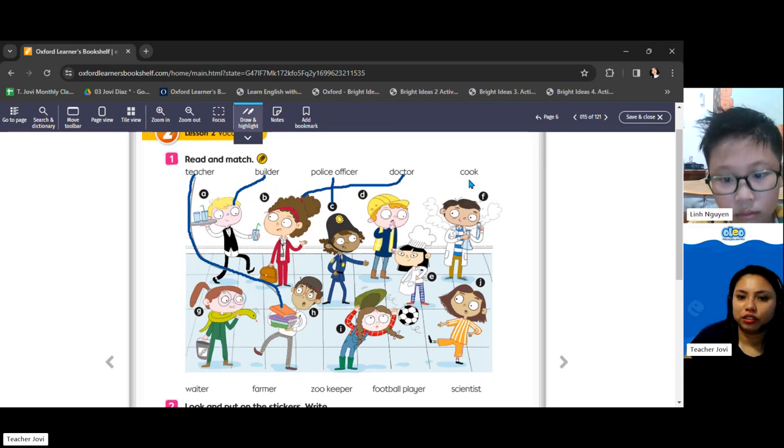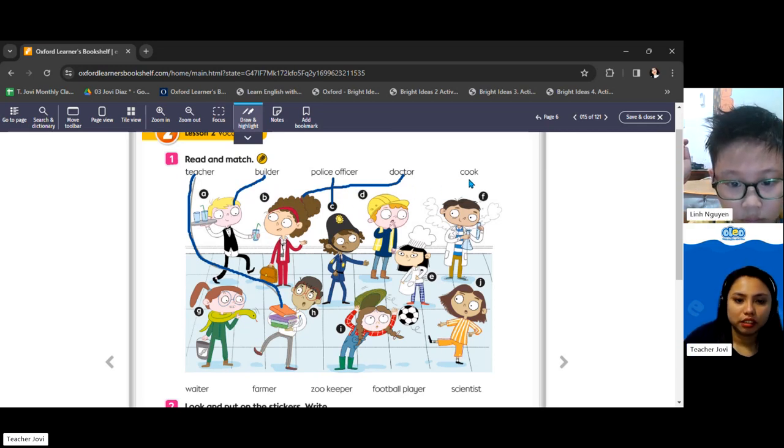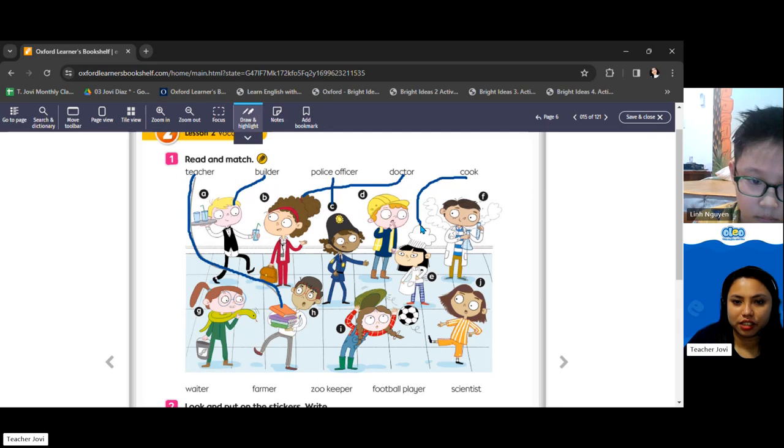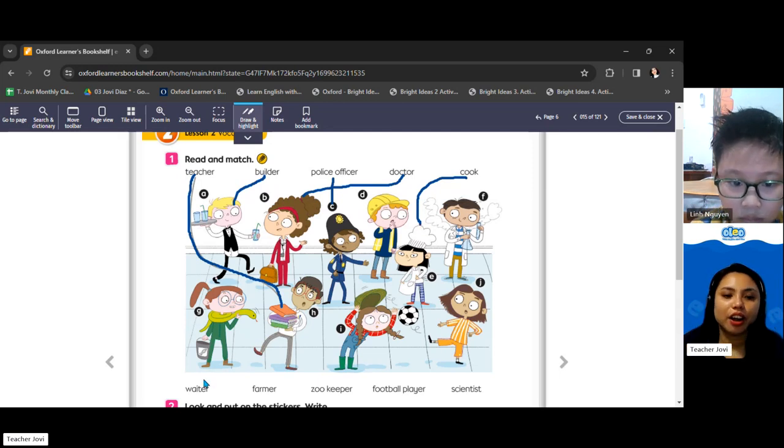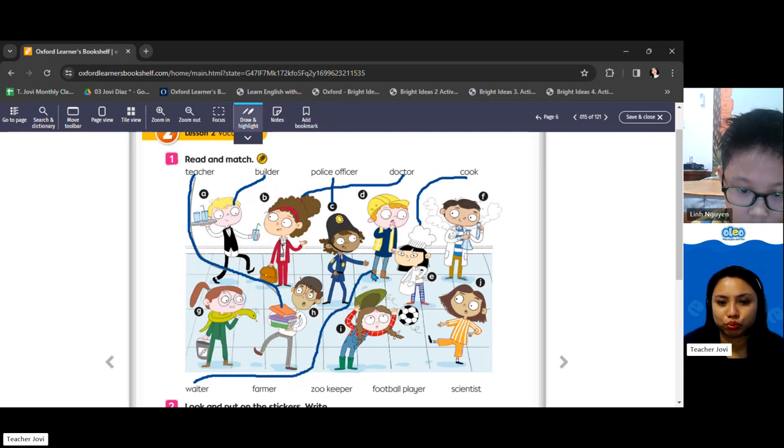Is our cook? What letter is cook? E. This is a cook. Okay, waiter. Where is our waiter? Letter D. All right, waiter is letter D. Okay, farmer. Where is our farmer? I. Yes. Farmer is I. Next, zookeeper is G. All right, zookeeper is G.